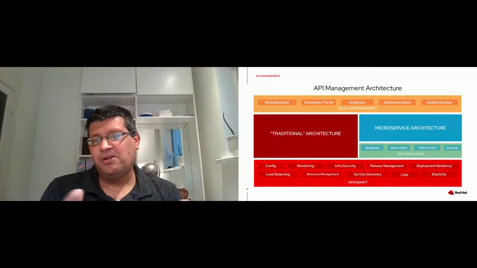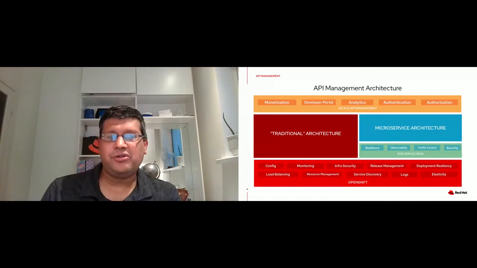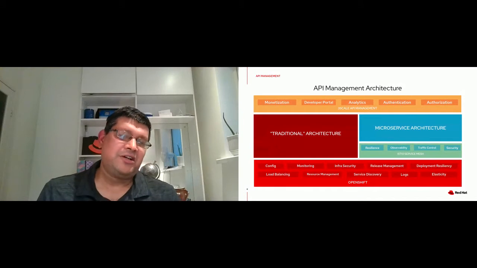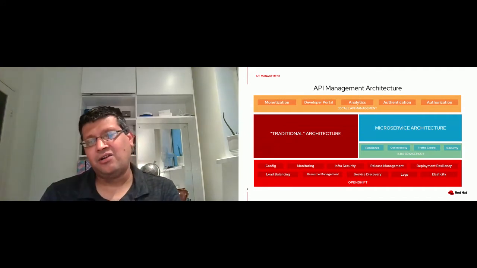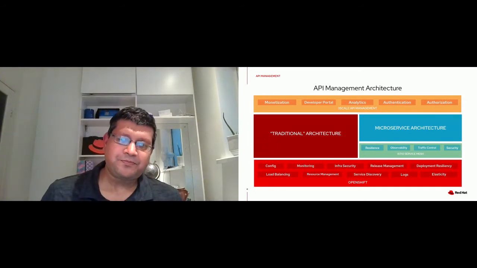Okay, and we will see here when I show this particular slide, what the platform that I'm going to show you in the demo is actually based on exactly this architecture. So I have an OpenShift platform on which I have a service mesh, and I have traditional architecture APIs that are running, and I will show you how we will use 3scale to manage both a traditional architecture scenario as well as a microservice architecture scenario.